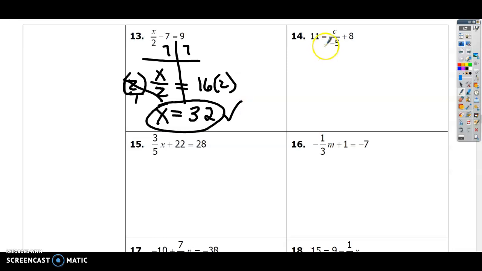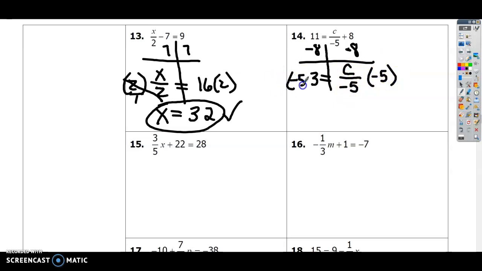All right, number 14, draw my line down from my equal sign. I want to get rid of the addition, so get rid of the plus 8. So I'm going to subtract 8 from both sides. And I'm going to have 11 minus 8 is 3. I still have the c divided by -5. And I need to get rid of the -5. So since I'm dividing here, the opposite of divide is multiply. I'm going to multiply both sides by -5.